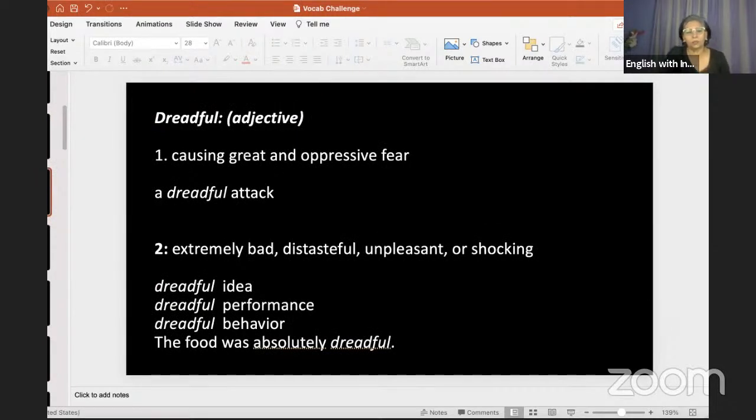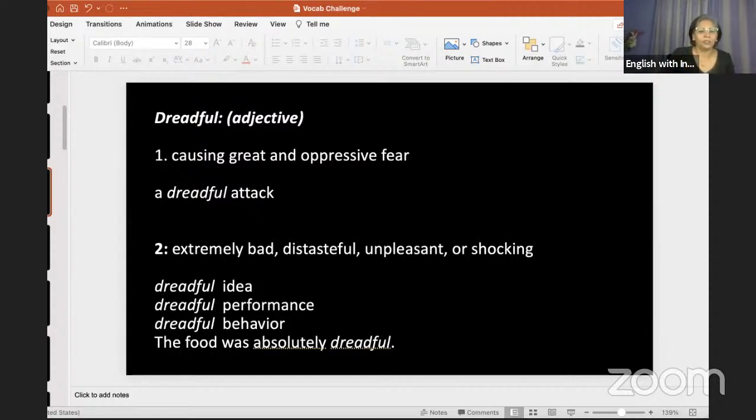So here I just want to show you the definition of especially this word because this word has many different meanings. So dreadful is also used when something is causing great fear or disaster. So for example, dreadful attack. If there is a war between two countries and one country is attacking another one with more force, killing many people or destroying the buildings, that is kind of like a dreadful attack. Right?